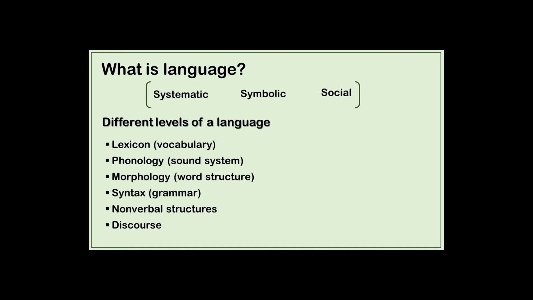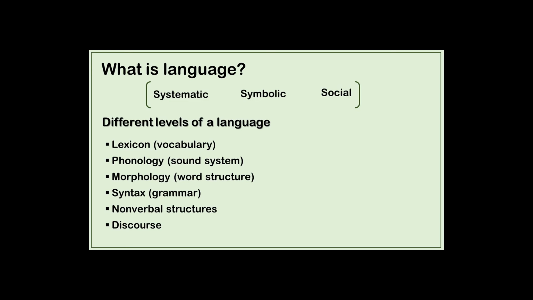Also, languages could be divided into different levels. Languages consist of the following items, all of which are knowledge about the language that L1 and L2 learners should learn. Lexicon is the knowledge about vocabulary. Speakers have the knowledge about word meaning, pronunciation, and grammatical category. Phonology is the knowledge about sound system. Speakers have the knowledge about phonemes, syllable structure, and intonation.